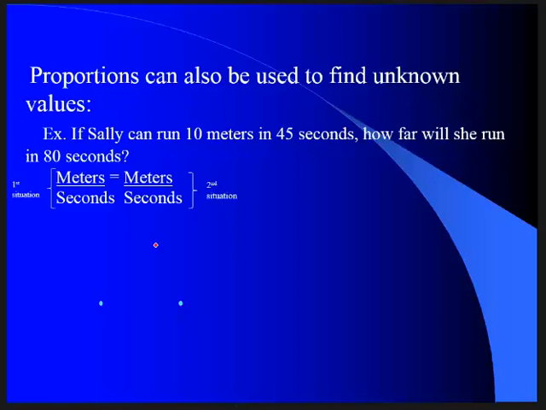Okay, so let's go through this one step at a time. How many meters do I have in my first situation? 10. That's what comes first.